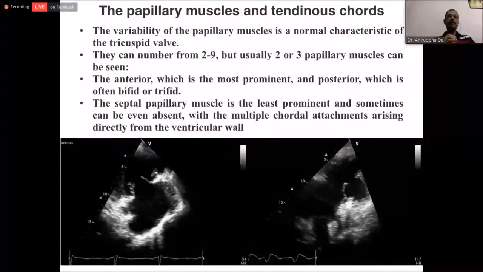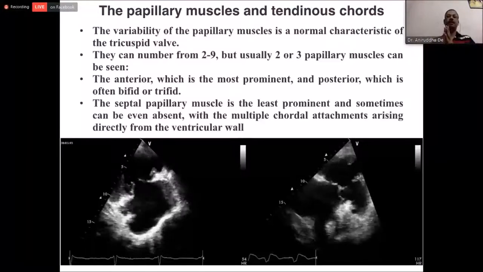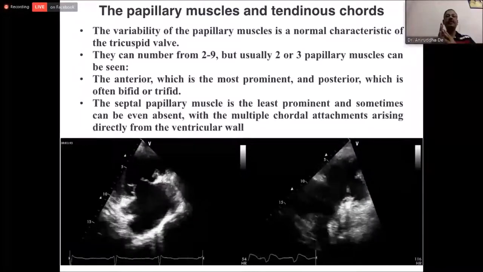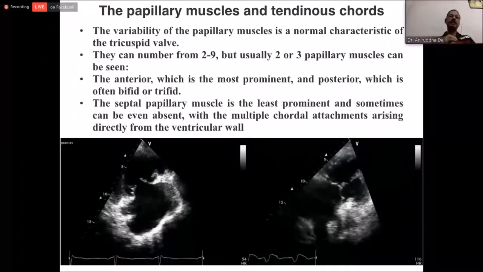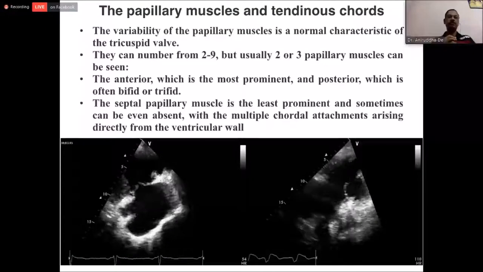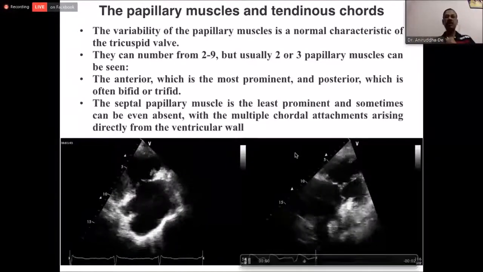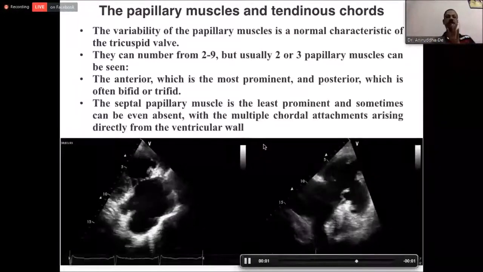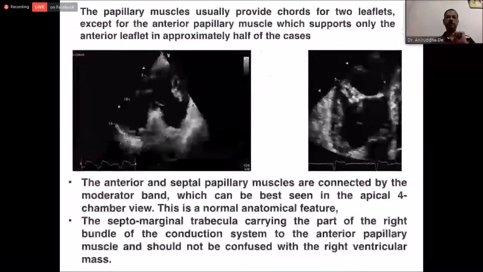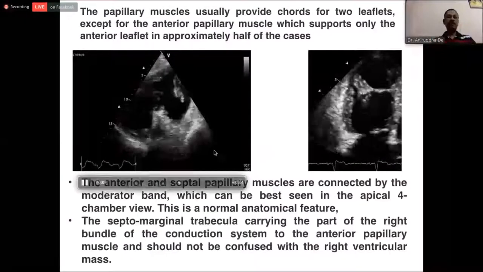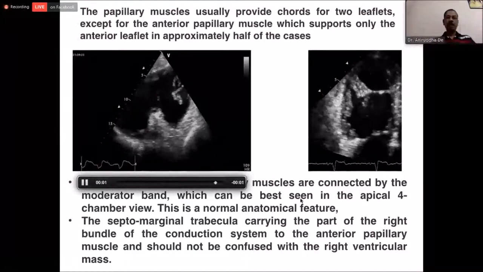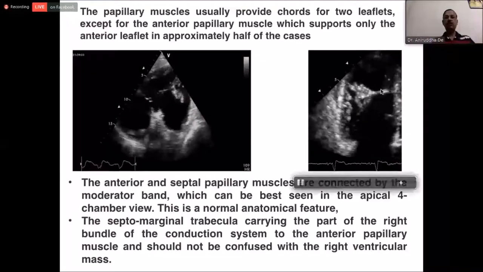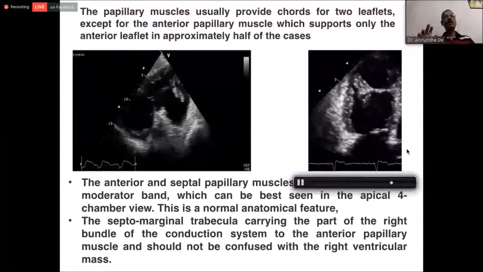Coming to the subvalvular apparatus, the variability of the papillary muscle is a normal characteristic of the tricuspid valve. The number varies from 2 to 9, but usually 2 to 3 papillary muscles can be discerned in echocardiography. The anterior is the most prominent and is often bifid or trifid, and the septal papillary muscle is the least prominent and sometimes even absent. These papillary muscles are connected by the moderator band, which can be best seen in the apical four chamber view. This is a normal anatomical structure.